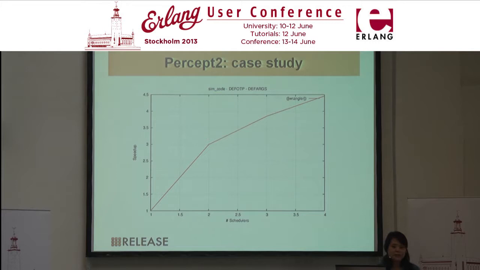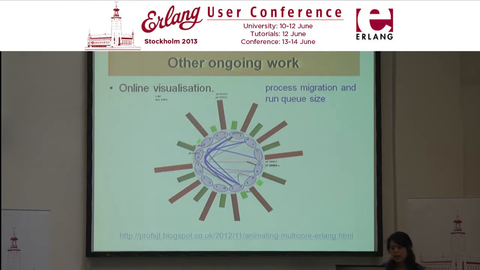So that was this case study, and we have also been doing some other work, in particular with our colleague Rob, about online visualization. This graph is for visualizing the process migration between run queues, and also the size of the run queues. This was obtained from running an Erlang application on a 12 physical core machine, with 24 logical schedulers.